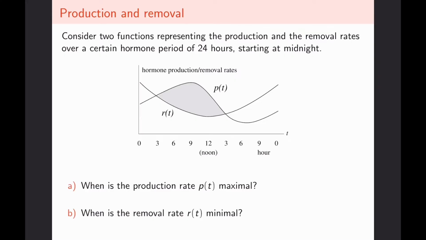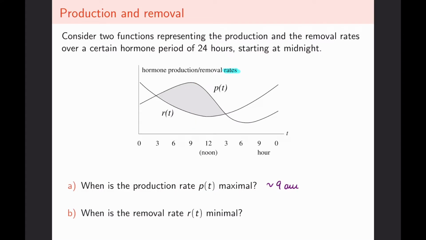We have two functions representing the production, that's the one labeled P, and the removal of the hormone over a certain period of 24 hours, starting at midnight here. And we have a few questions that we can ask about these graphs. So for example, when is production rate maximum? Now remember that these graphs are the graphs of rates. So if the question asks about the maximal rate, all we have to look at is where is the highest point on the production rate graph. And that happens to be somewhere around here, so approximately at 9 a.m.